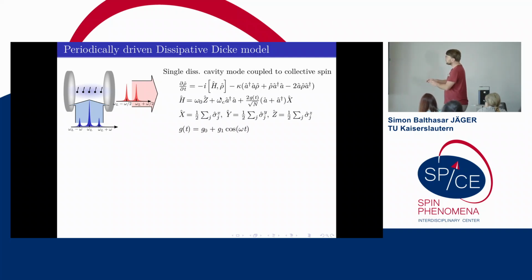Then there is a photon term, which is here described by this frequency omega c. And then some interactions of the cavity field with the spin X component. Important is here, in this description, very similar to what Jonathan said in his talk, this is not an effective dipole. So here you have counter-rotating terms.